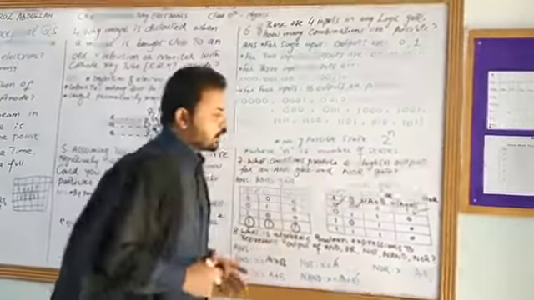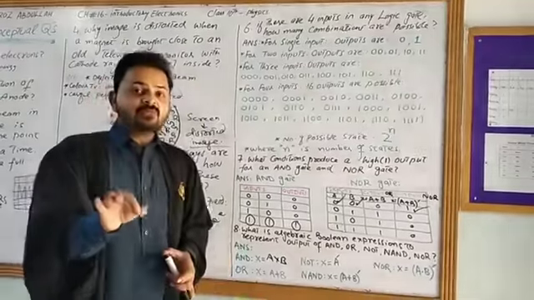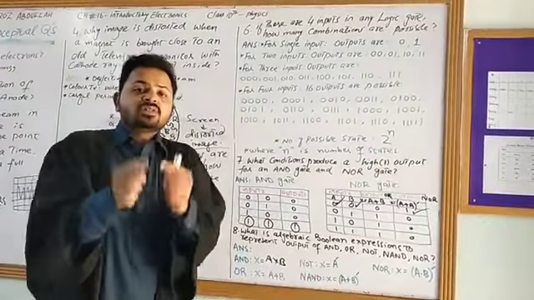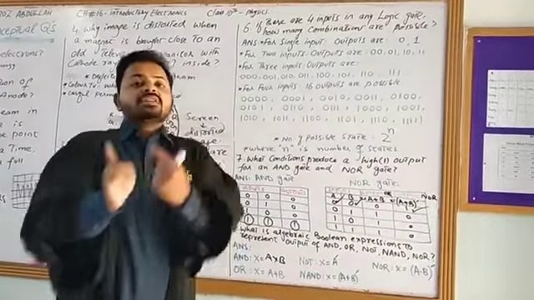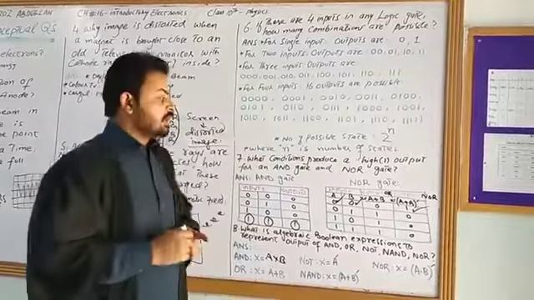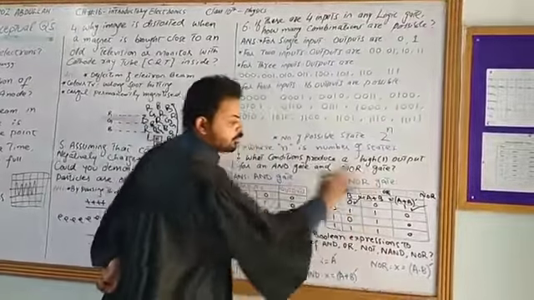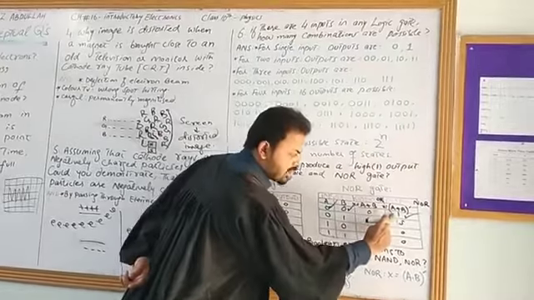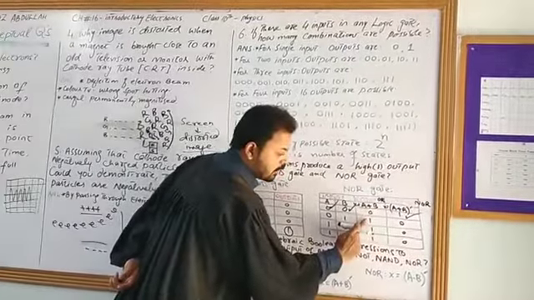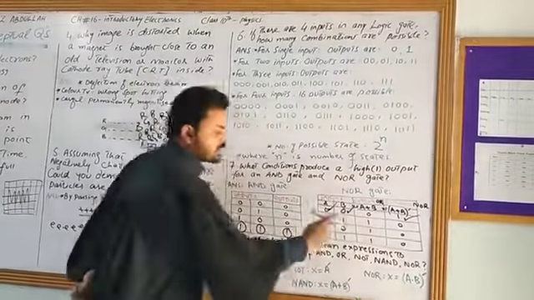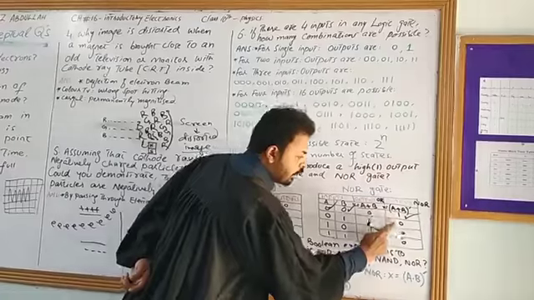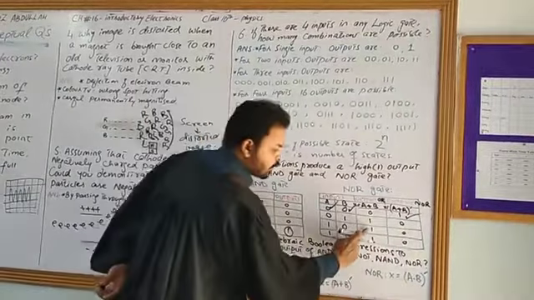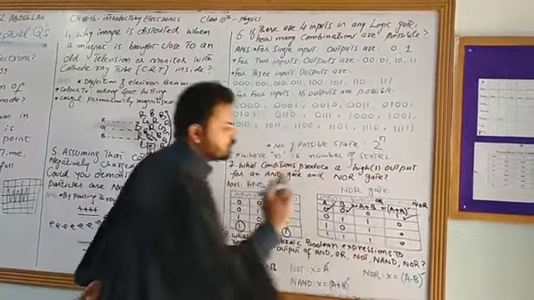Now coming towards the NOR gate. As we know, the basic function of a NOR gate is to produce output exactly opposite of the output of the OR gate. So in the output of the OR gate, look, where the output of the OR gate is 0, automatically NOR will give you 1. When the output of the OR gate is 1, the NOR output will be 0. This one will turn to 0. This one will turn to 0.